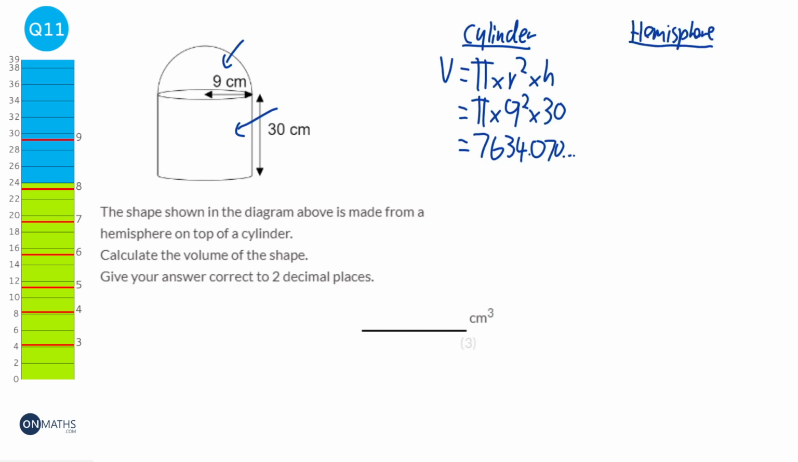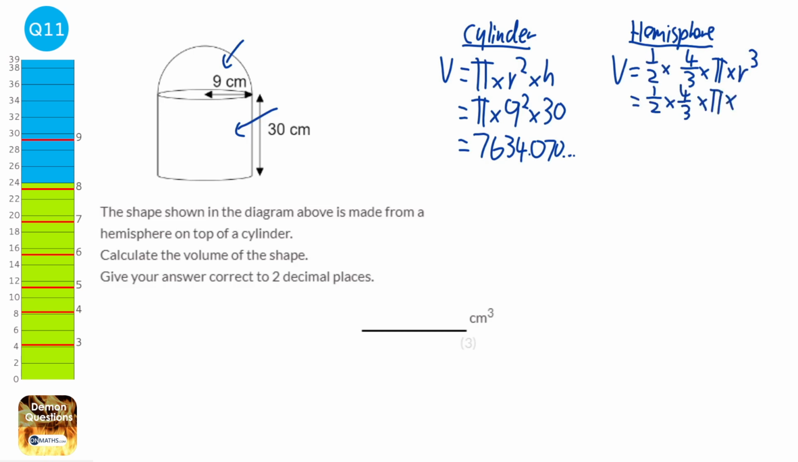Next is the hemisphere. To find the volume of the hemisphere, well, the volume of a sphere is 4/3 times pi times r cubed, but because it's a hemisphere, we just times that by a half. So it's half times 4/3 times pi times r, which is the radius, which is 9 cubed, and that gives us 1,526.814, blah, blah, blah.